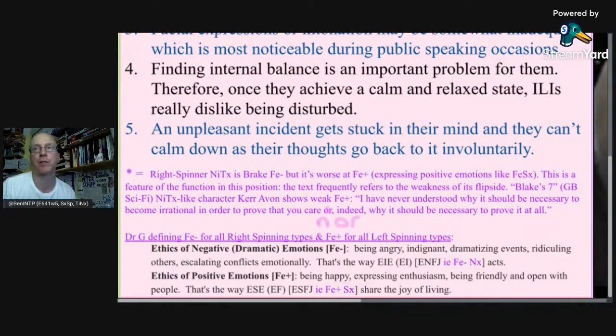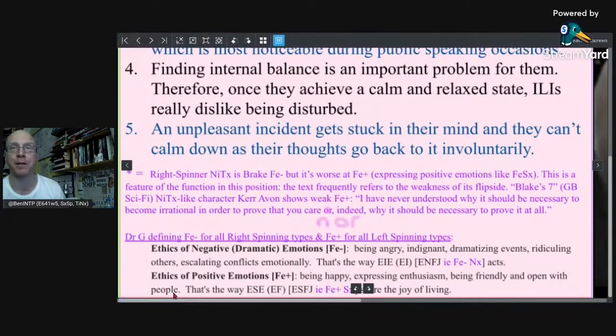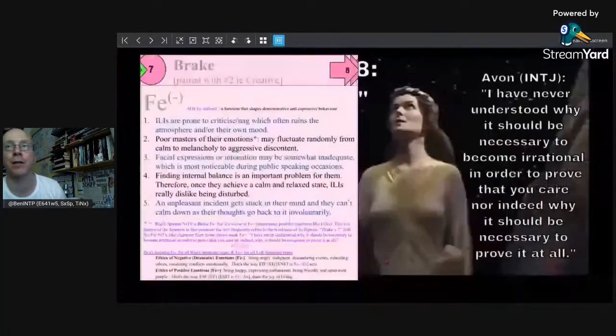Text frequently refers to the weakness of its flip side. Yeah. And then we're going to hear being angry, indignant, dramatizing events, ridiculing others, escalating conflicts emotionally. That's the way, I don't think all of them, but on a bad day. And then he's got a really positive view of ESFJ, Victor's NTP, LII: being happy, expressing enthusiasm, being friendly and open with people, that's the way ESFJ is. So it's not like that all the while with ENFJ. Right then.